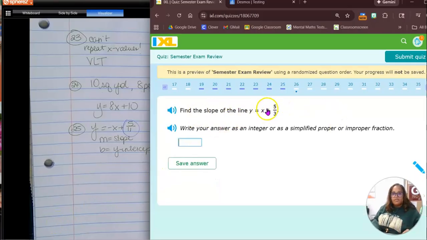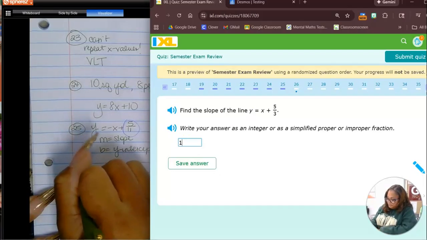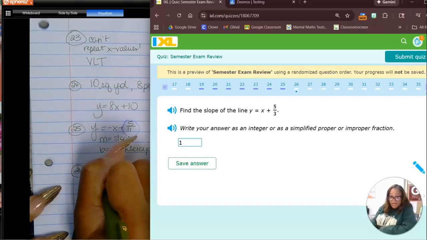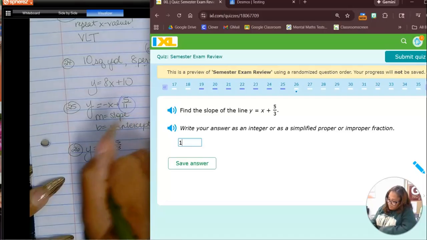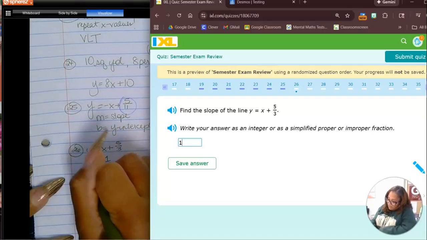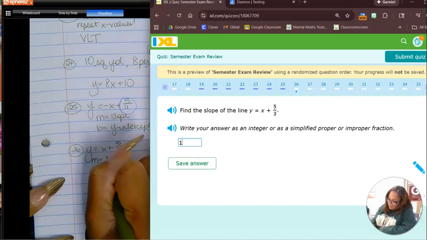Find the slope. It's the coefficient of x here. You may not type in x. This says write your answer as an integer. It does not say write a variable. Letters cannot be typed here. You have to type the number, which is the coefficient of x, which is 1. My rise is 1. My run is 1. Y equals x plus 5/3. Slope is 1. Y-intercept is 5/3.